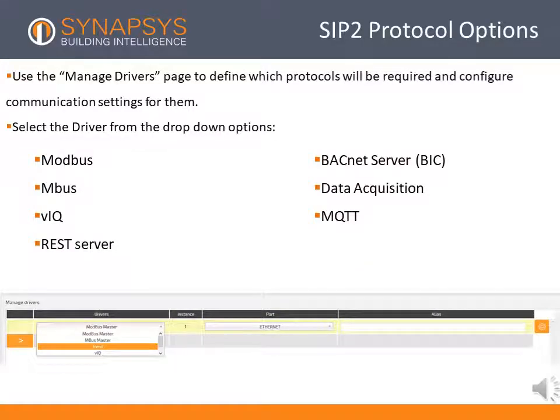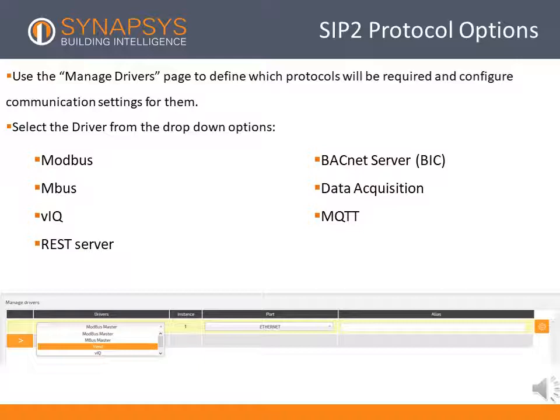To start acquiring data via the SIP2, the desired drivers will need to be created and set up. This is done in the Manage Drivers page. All available drivers can be seen on the slide. The SIP2 will only allow a single instance of each driver type, with a maximum of 4 drivers, plus the digital input. The ports drop-down box is used to change the variation of protocol.